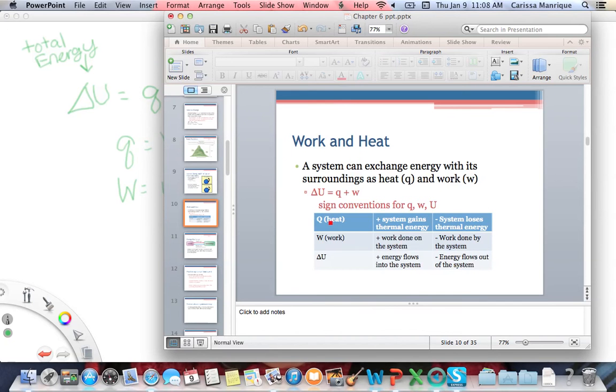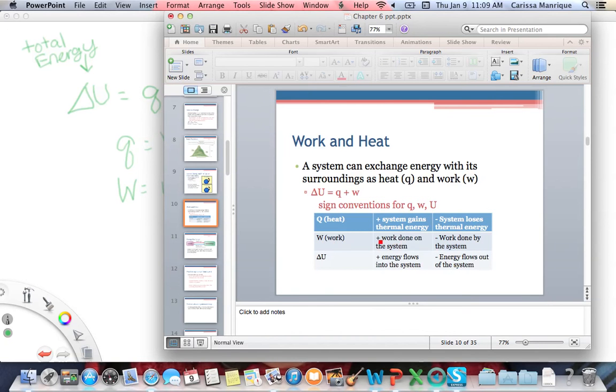So we have heat. Anytime a system gains heat, it gains something, that's positive, right? We want to gain something, in this case heat, we want to become warmer, so that would be a positive sign. Anytime a system loses heat, that's negative. We don't want to lose money, right? That's a negative, so we have a negative symbol.